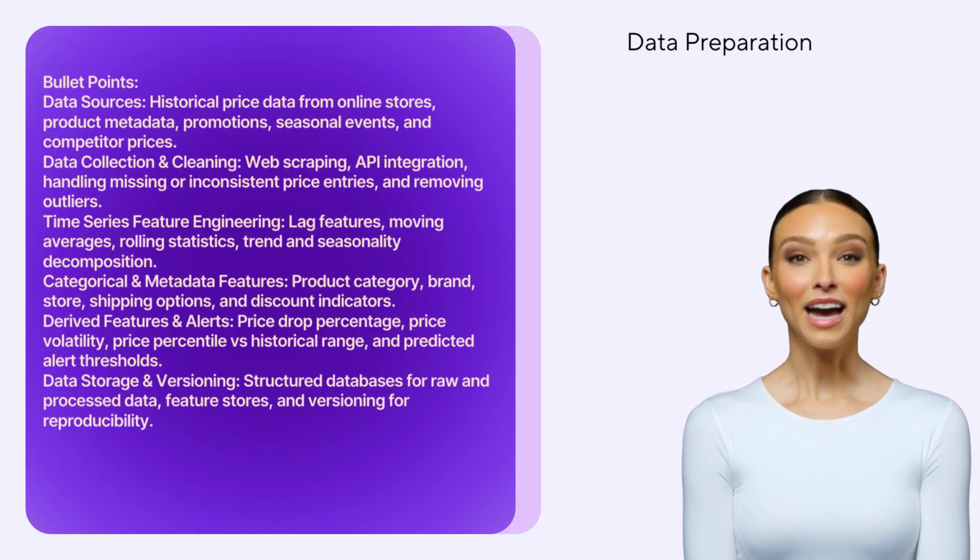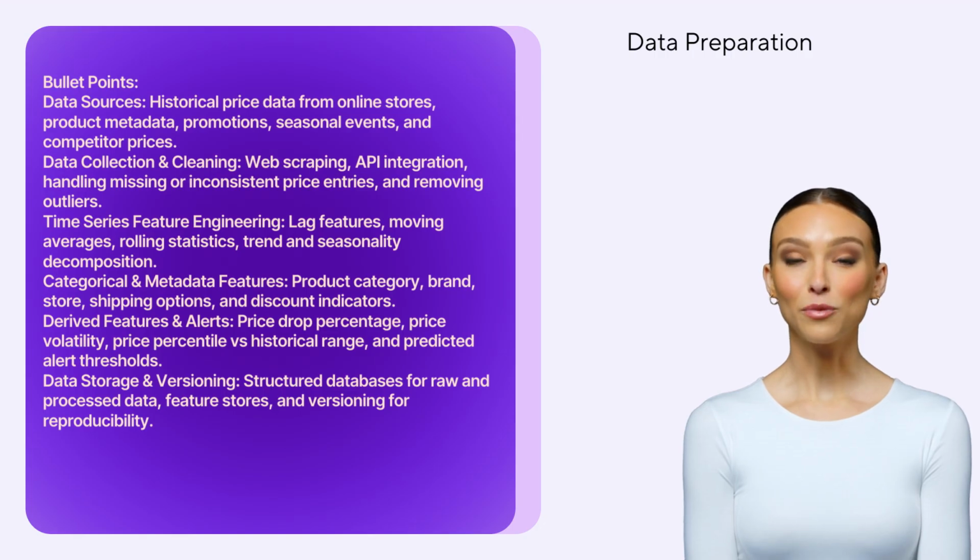4. Categorical and metadata features. Product-related metadata can be encoded as categorical variables or embeddings. Features like product category, brand, store, and shipping options help the model differentiate between different types of products and stores. Discount indicators and promotional events are especially important for predicting price drops.